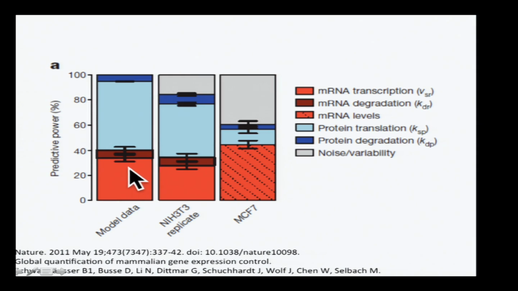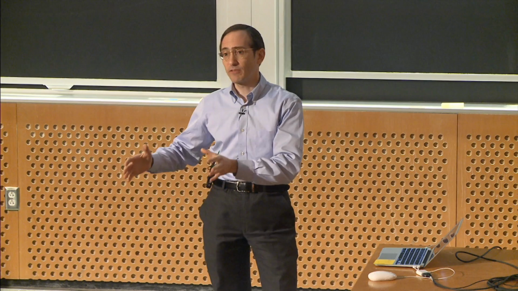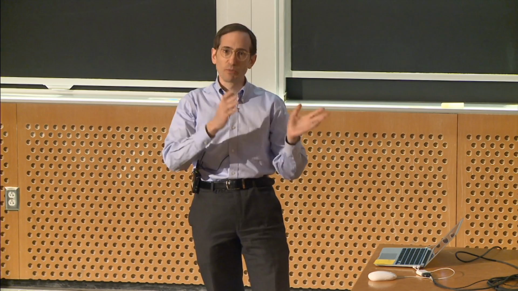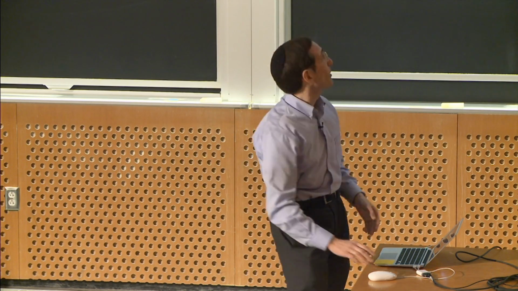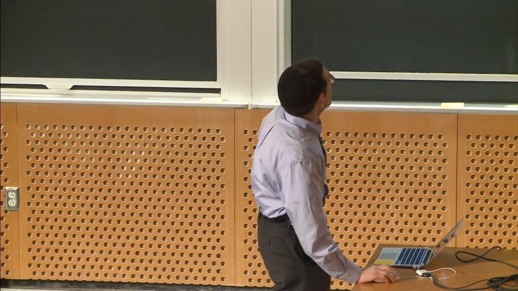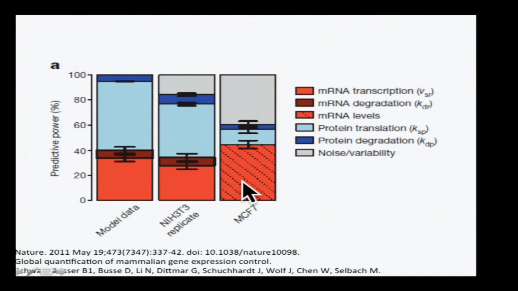And they build a model on the same cells from which they collected the data. In these cells, the RNA levels account for about 40% of the variance in the protein levels. And the biggest thing that affects the abundance of proteins is rates of translation. Then they took the data built from one set of cells and tried to use it to predict outcomes in another set of cells in a replicate, and the results are kind of similar. They also did it for entirely different kinds of cell types.